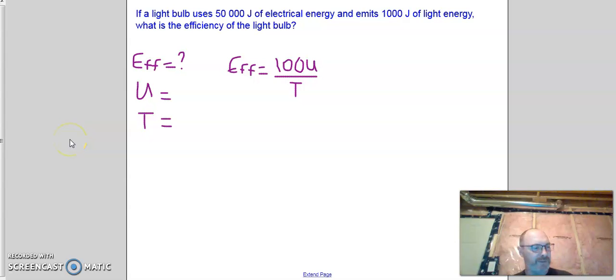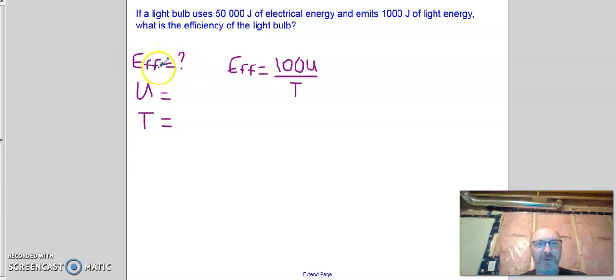Alright, we're going to do some example problems where we have to use the efficiency formula. Efficiency equals 100U over T. So let's just jump right in here. The first question says, if a light bulb uses 50,000 joules of electrical energy and emits 1,000 joules of light energy, what is the efficiency of the light bulb?